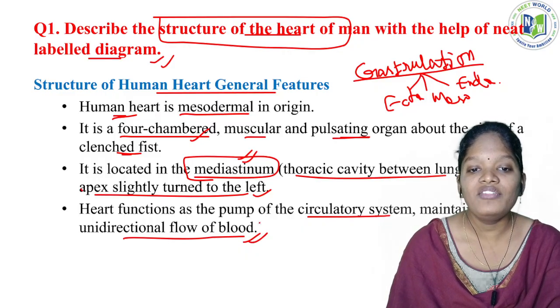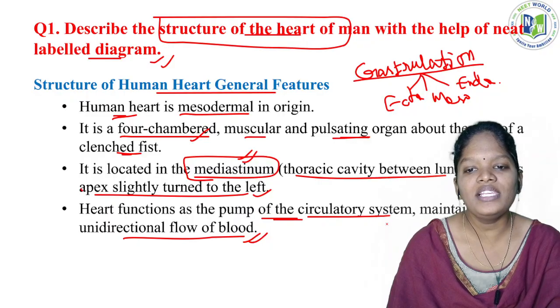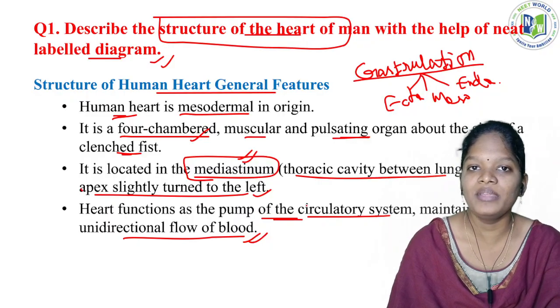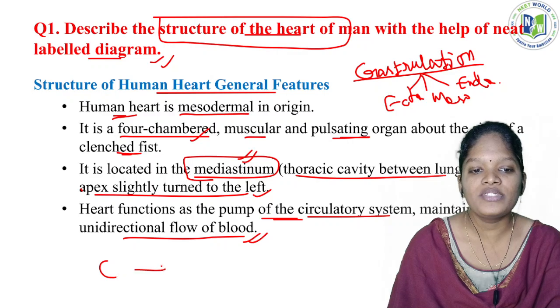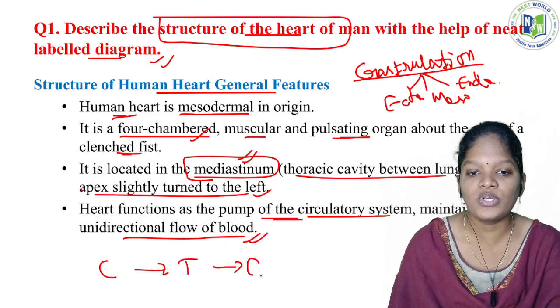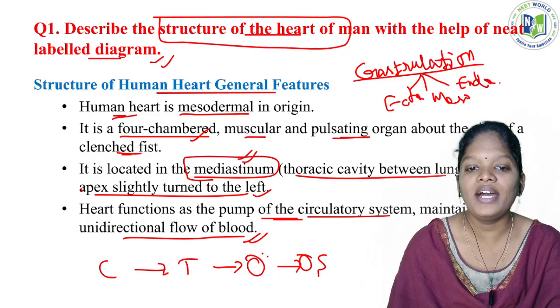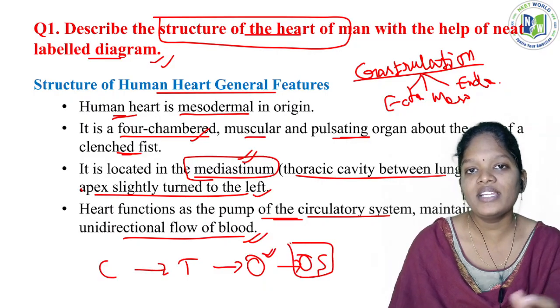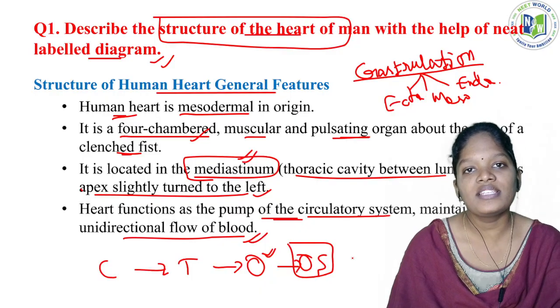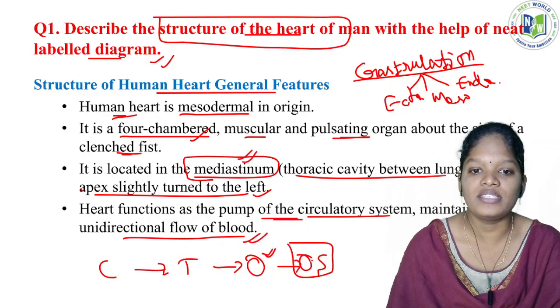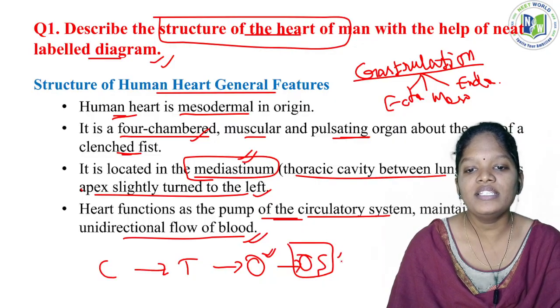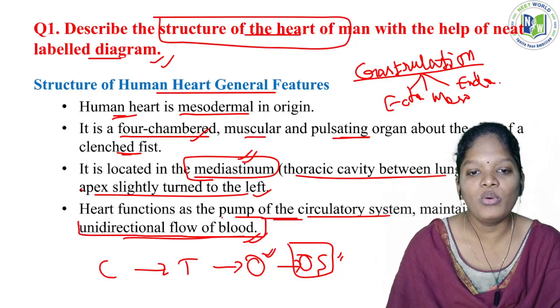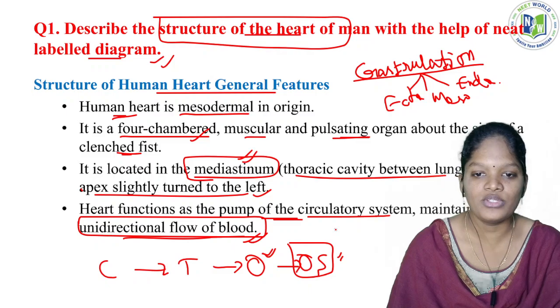The heart functions as the pumping organ. In the circulatory system, the heart is one of the organs. We know that a group of cells is called a tissue, a group of tissues is called an organ, and a group of organs is called an organ system. The heart is an organ coming under the circulatory system. The other components of the circulatory system are the blood vessels, capillaries and heart. All these maintain the unidirectional flow of blood, and we are going to discuss how the blood flows.